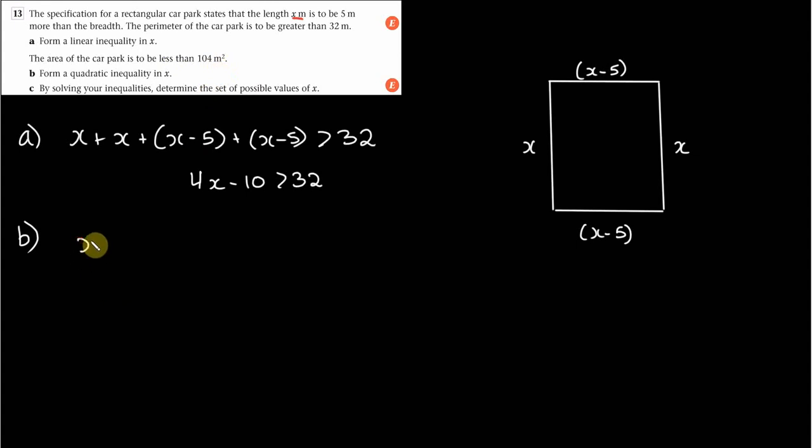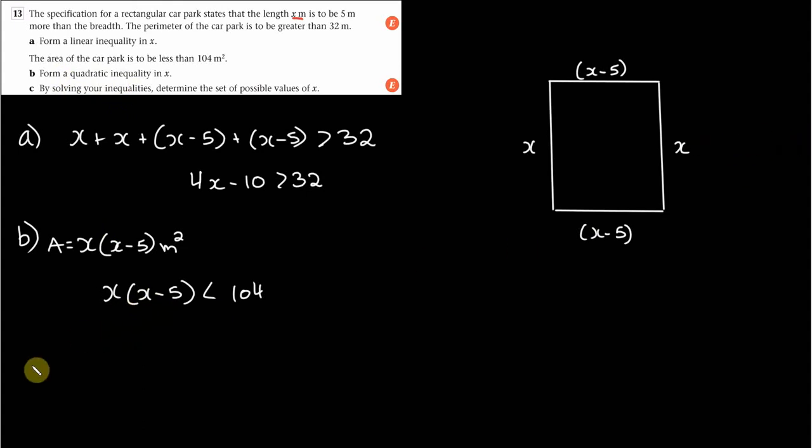So the area is x times x minus 5, in meters squared. But we know that it's going to be less than 104, so we can just write it this way: x times x minus 5 is less than 104. And that's our quadratic. They just ask us to form it, so that's the answer for part B.